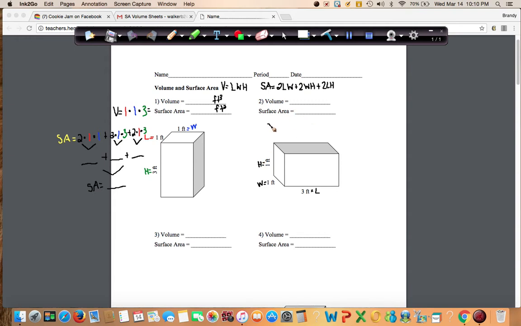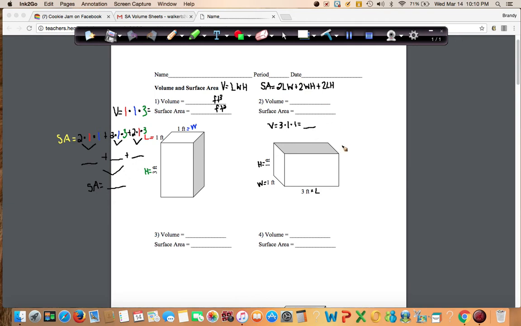Your volume is going to be length times width times height, so 3 times 1 times 1. And if you notice, that's the same thing we did over here, 1 times 1 times 3. And we know that the commutative property says you can multiply them in any order and you'll get the same answers. So that's for your volume.